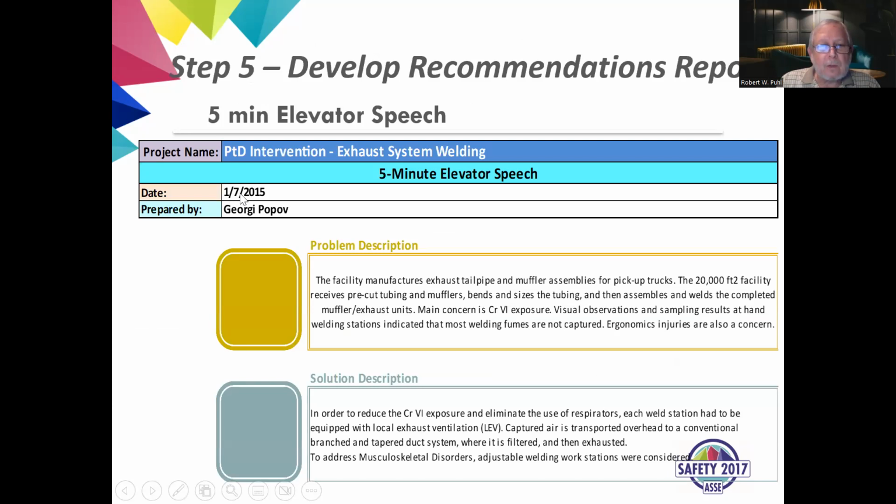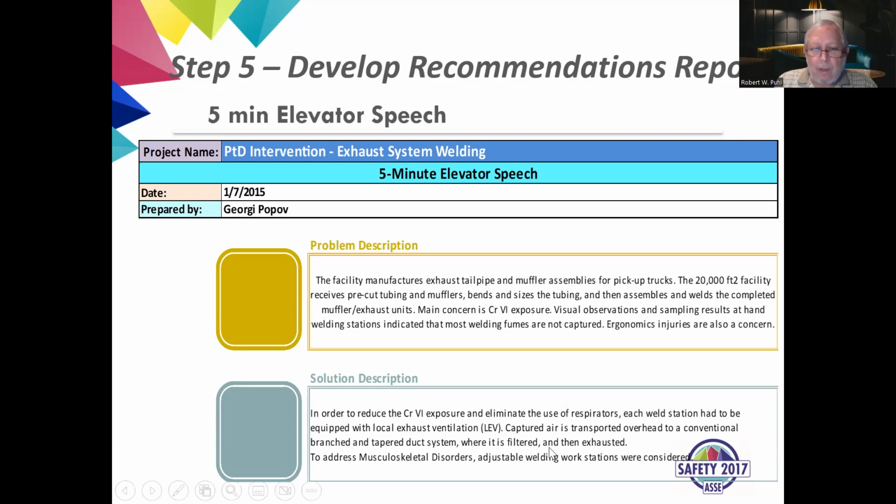And then at the end, this Georgy Popov comes up with a 5-minute elevator speech, he called it, and that's an awful slow elevator. The facility manufactures exhaust, tailpipe, and muffler assemblies for pickup trucks. The 20,000 square foot facility receives pre-cut tubing and mufflers, bends and sizes the tubing, and then assembles and welds them together. Main concern is hexavalent chromium exposure. Visual observations and sampling results at hand welding stations indicate that most welding fumes are not captured. Ergonomic injuries also a concern.